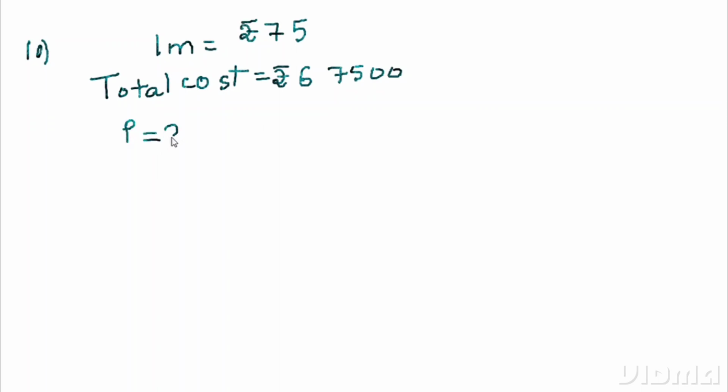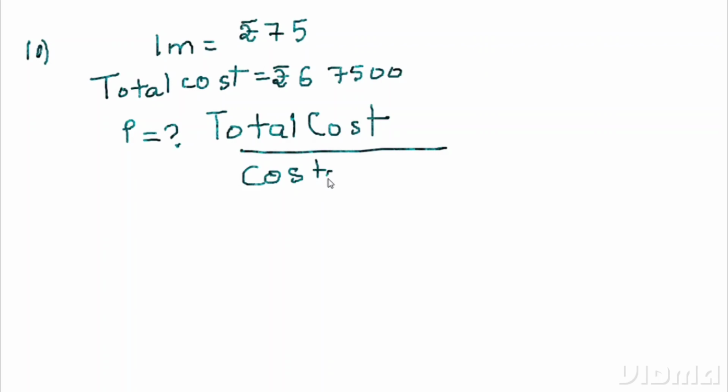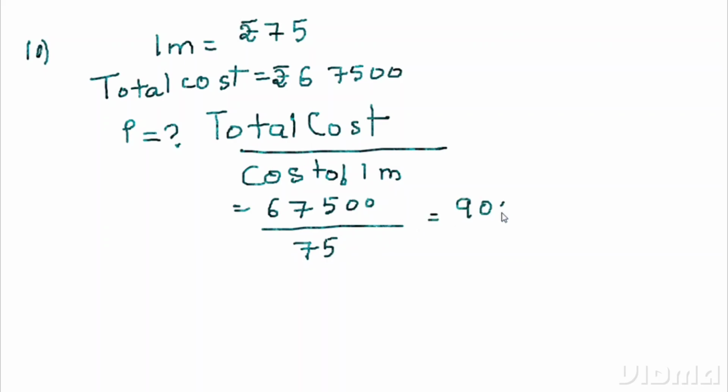Again, how can I find the perimeter? I can do the total cost divided by the cost of 1 meter. Total cost is 67,500 divided by the cost of 1 meter, which is 75. So I should divide them. When I do 67,500 divided by 75, I get the value 900. So this is the perimeter. You have to keep this in mind: when the total cost is given and the 1 meter cost is given, if you divide them, you will get the perimeter.